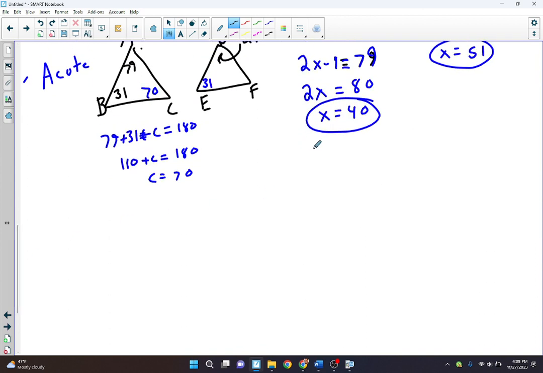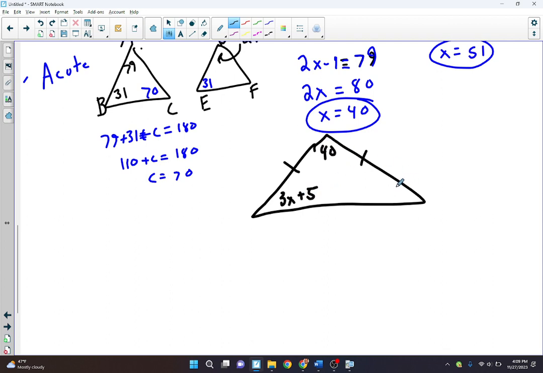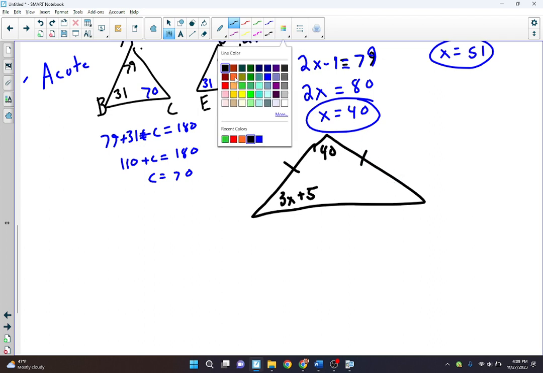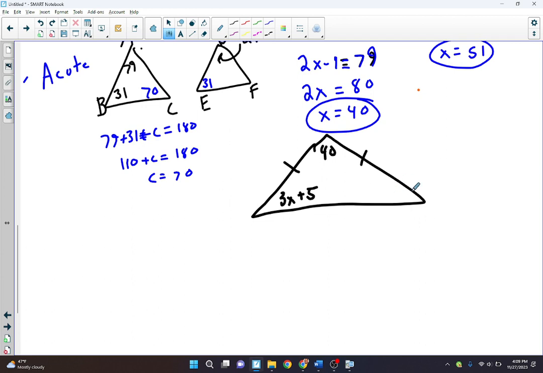All right, next one. Let's talk about a little bit of the isosceles triangles. That's the one where two of them are equal and the other one is different. So let's say 3x plus 5, and let's call this 40 over here. Okay. Good. So which one does that equal? 3x plus 5 or 40?